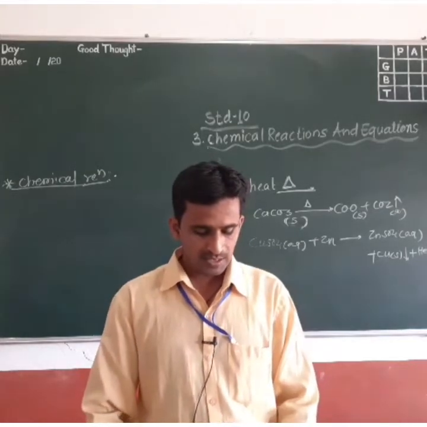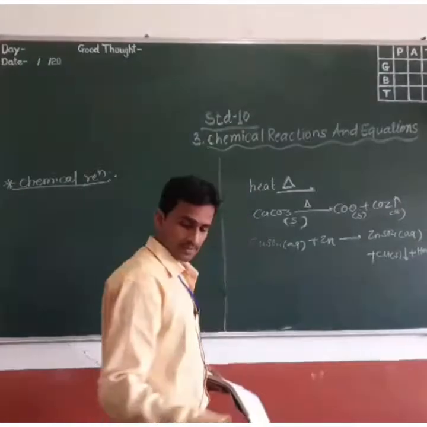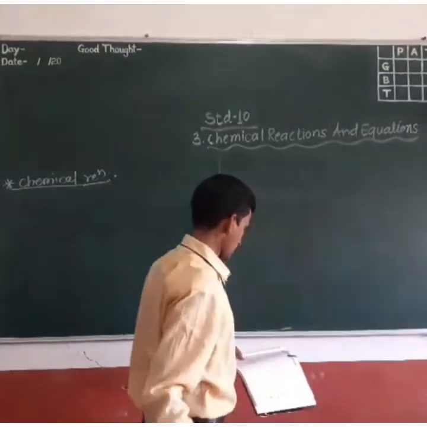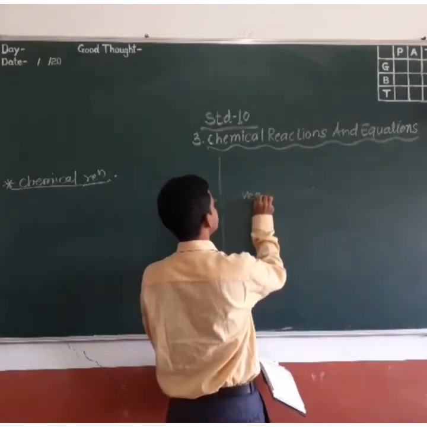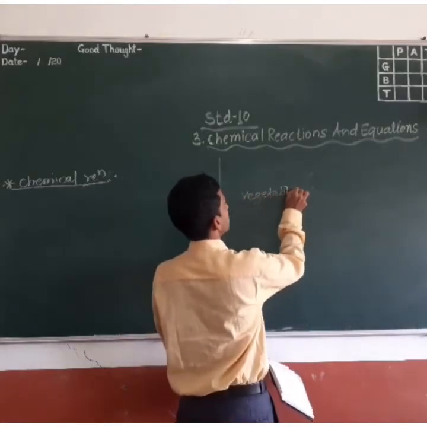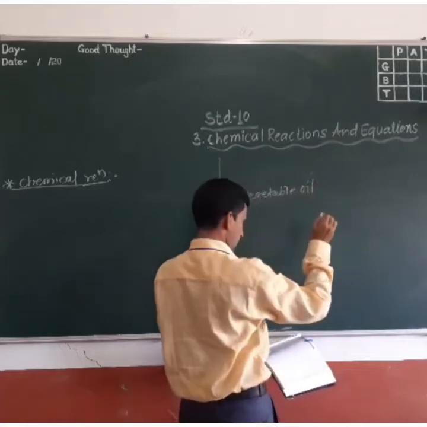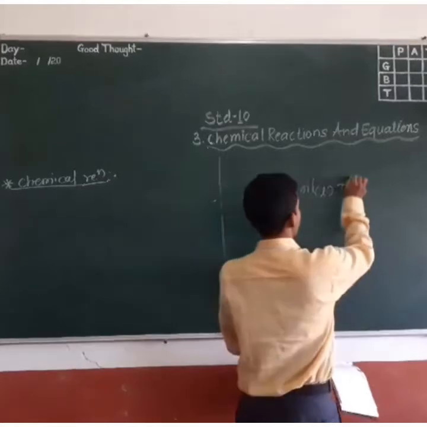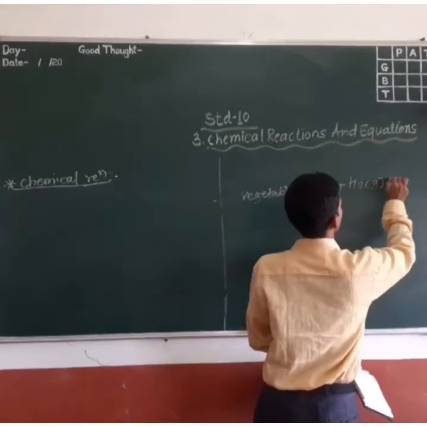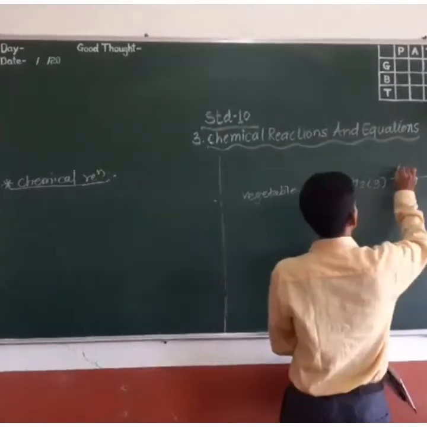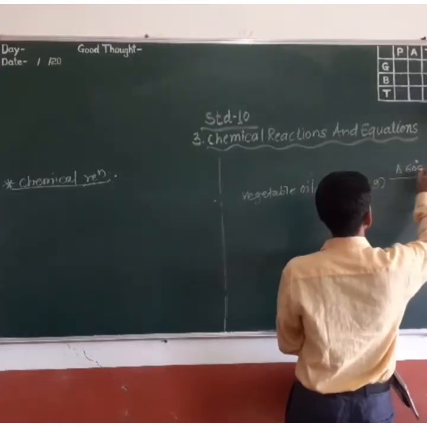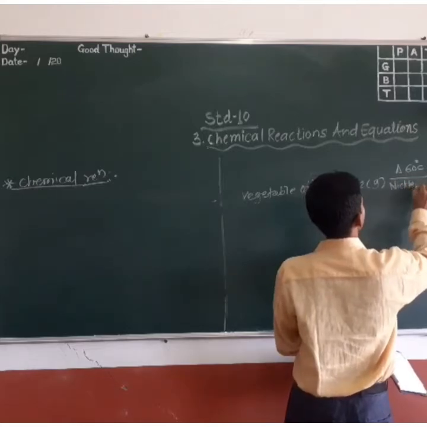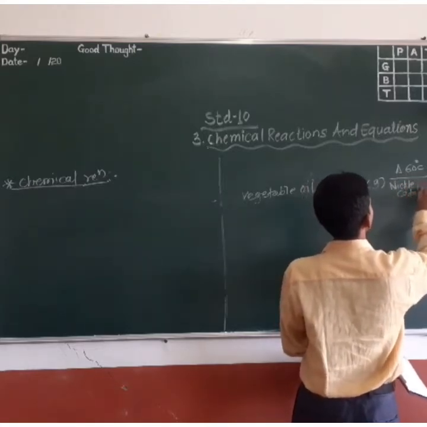For example, vegetable oil, which is in a liquid state, plus H2 gas forms the product at 60 degrees Celsius, and nickel is the catalyst.